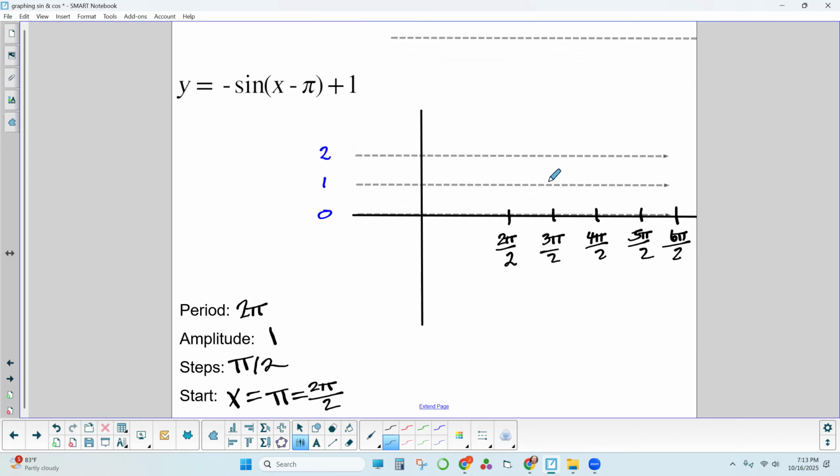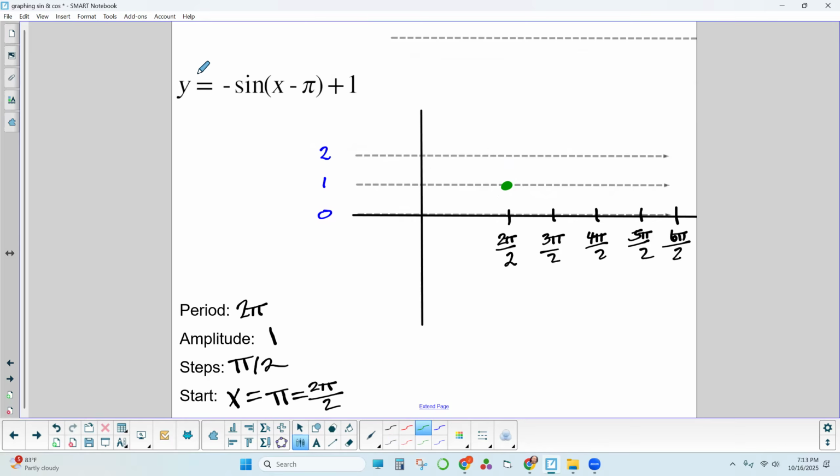Now, this is a sine graph. Sine starts in the middle. Okay? So, if sine starts in the middle, I'm going to start right here. Now, typically, if we follow the unit circle, we start at 0, we go to 1, we go back to 0, we go to -1.